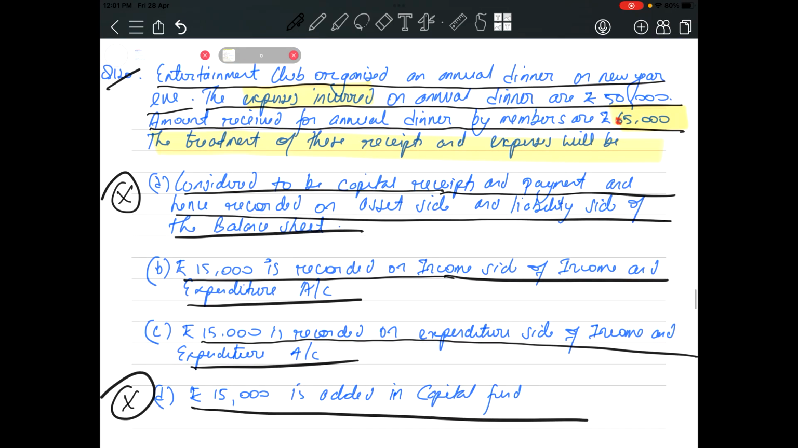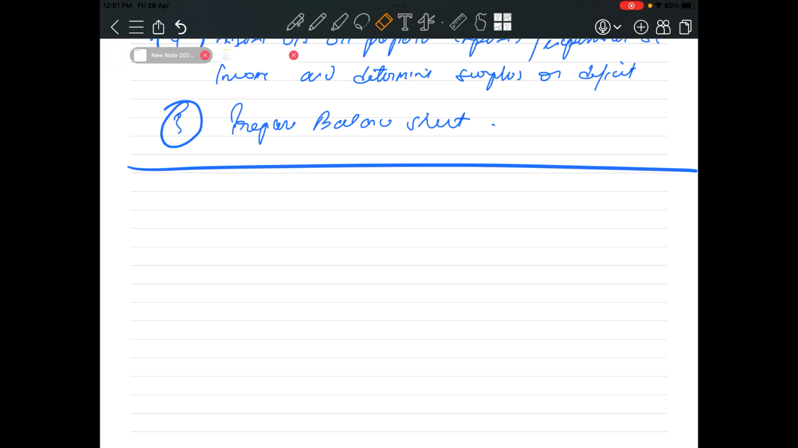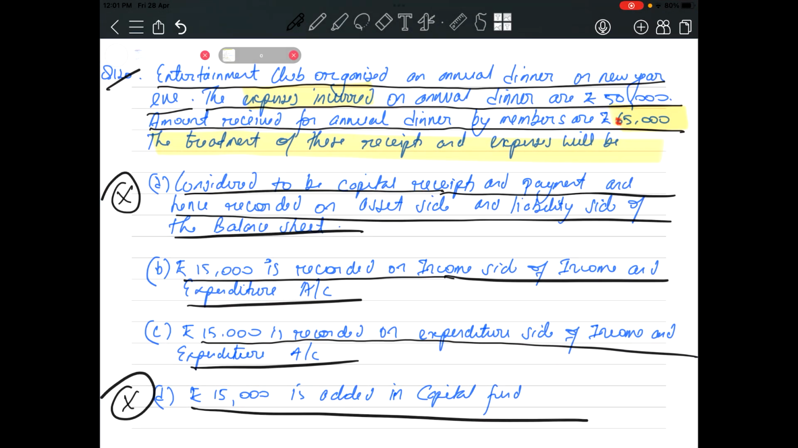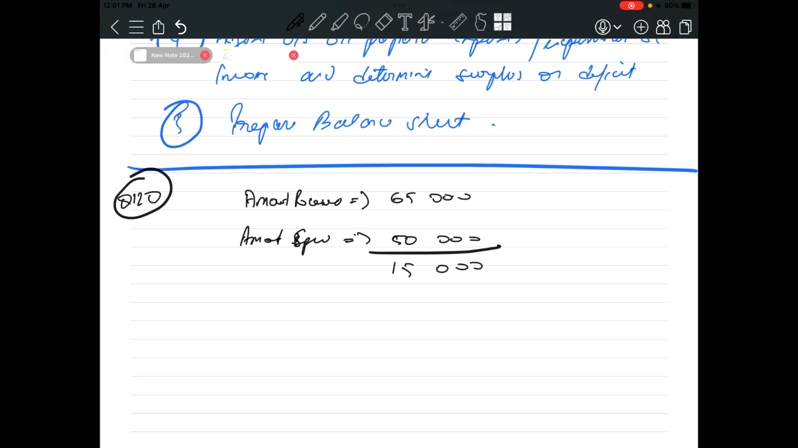Okay, now let's try to understand what will happen in this case. Let me try to explain. Question number 120. You have received money for what? You have received money for the New Year Eve dinner. Now see, the amount received is 65,000. Amount spent is rupees 50,000. So what is the balance of 15,000?